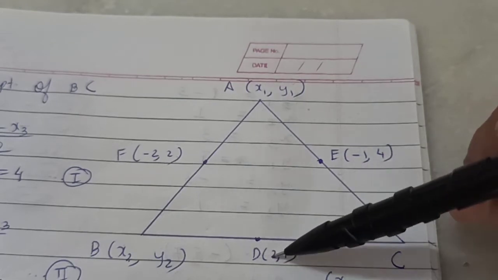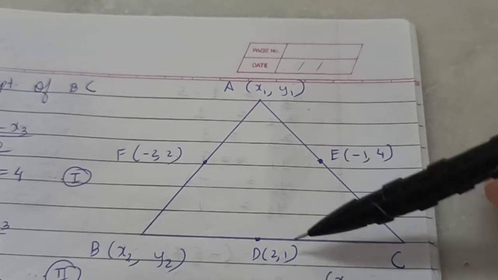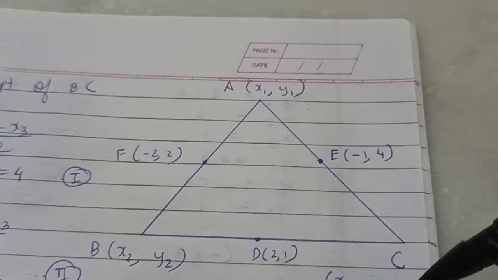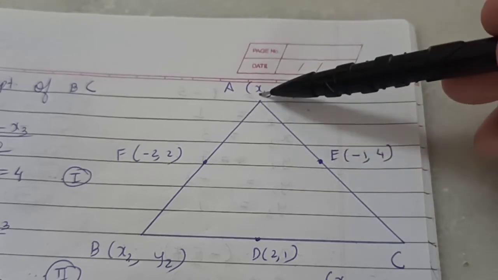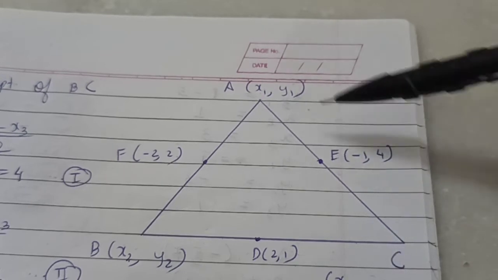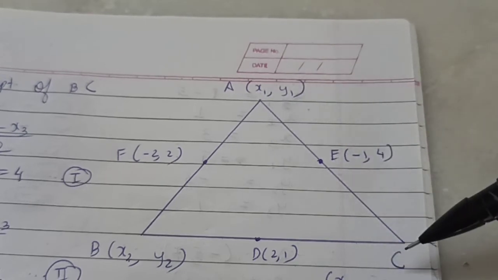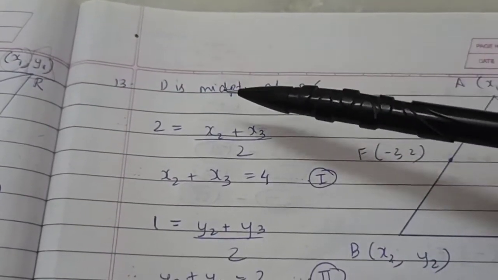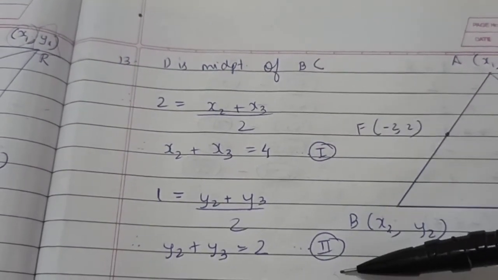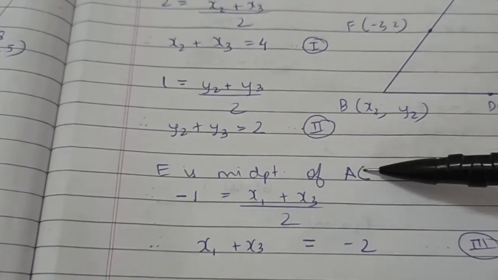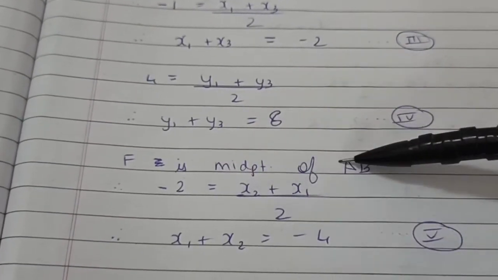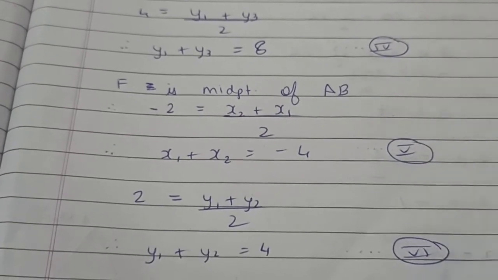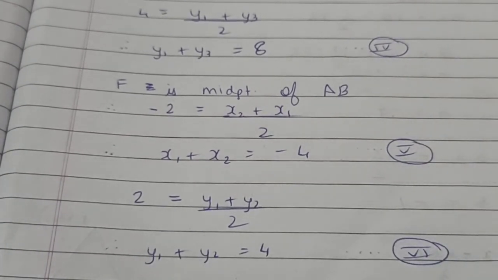Similarly, for point D, 2 is equal to x2 plus x3 upon 2. 1 is equal to y2 plus y3 upon 2. And point E is the midpoint of AC, right? Always mention that. So minus 1 is equal to x1 plus x3 upon 2. 4 is equal to y1 plus y3 upon 2. So I got totally 6 equations this way. For point D, I got 2 equations. From point E, I got again 3rd and 4th equation. And for point F, again I got 5th and 6th equations. So 6 equations and 6 unknown variables are there. So we'll use simultaneous equations to solve them.